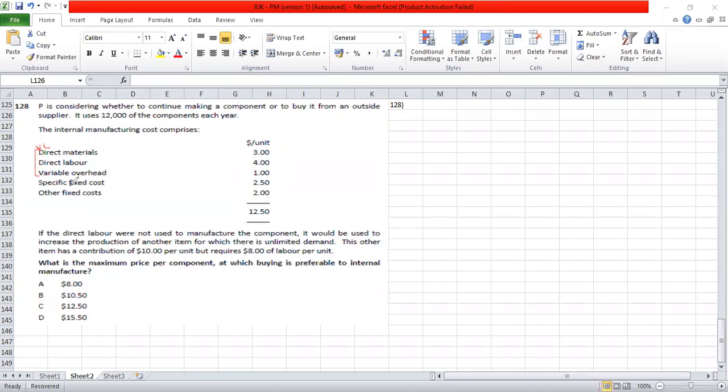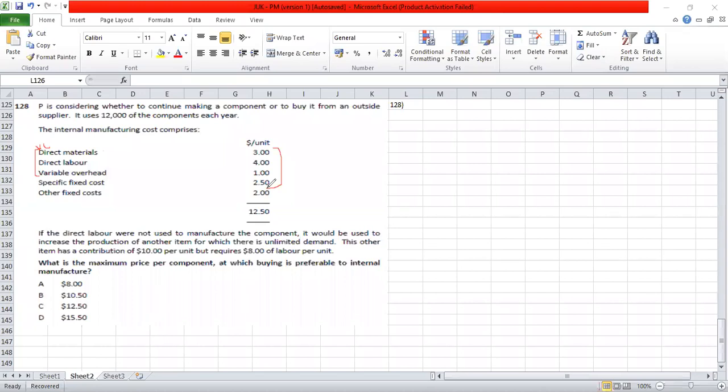Then there are two items: specific fixed cost, other fixed cost. Specific fixed cost is a direct fixed cost, relevant fixed cost, traceable fixed cost. So this is relevant costing. If we are talking about what are the relevant costs, we should consider all of them. Only the other fixed cost is irrelevant for decision making.